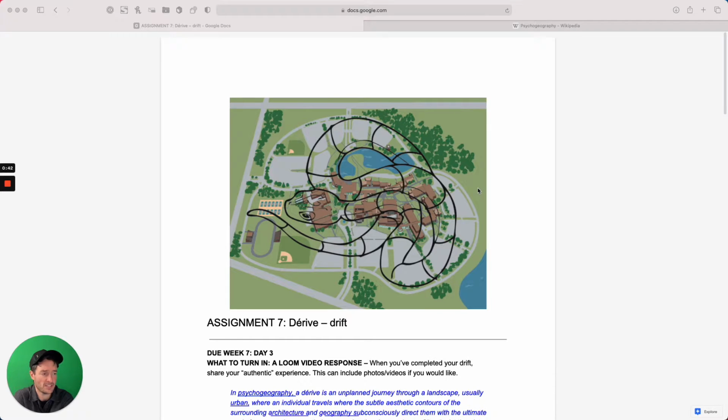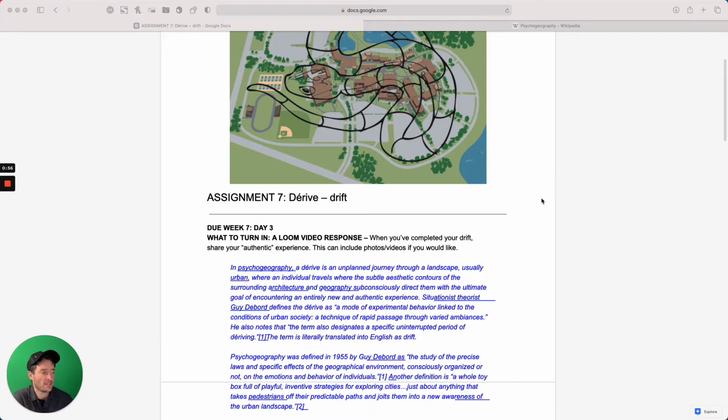This one is called Assignment 7 Derive, which is a French word that translates to adrift. It comes from a movement that came out of a group of people, but the most influential was this gentleman named Guy Debord, who created a movement called the Situationist International. He's a theorist who was thinking about the city as something that influenced us or conditioned us psychologically. In what they called psychogeography, a derive is an unplanned journey through a landscape, usually urban.